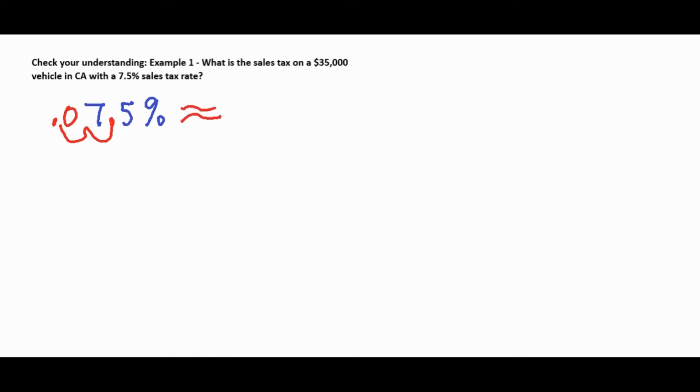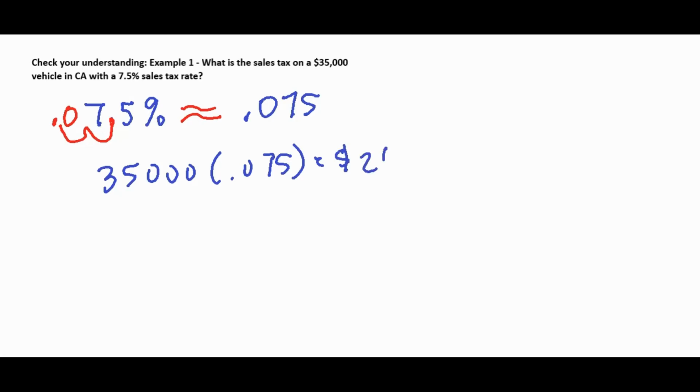Alright, so when we change that 7.5% back to a decimal, it's going to be 0.075. So we take that $35,000 vehicle, we're going to multiply it by 0.075, and that's going to be an answer of $2,625 in sales tax. That's what we're looking for right there.